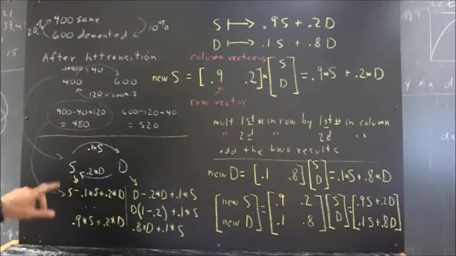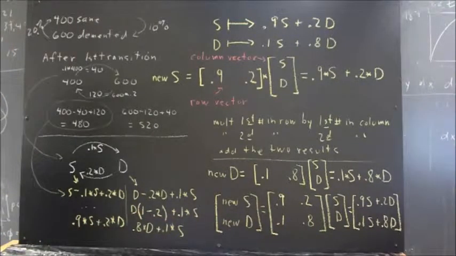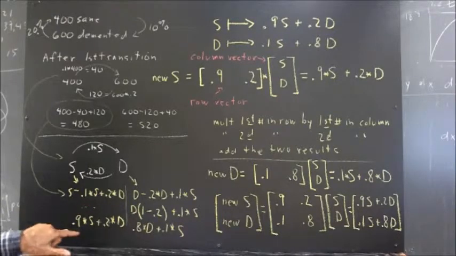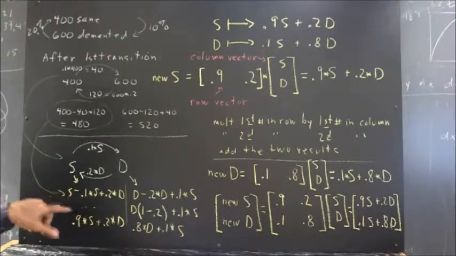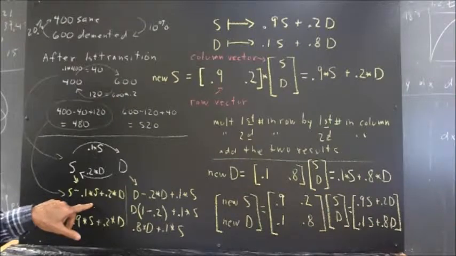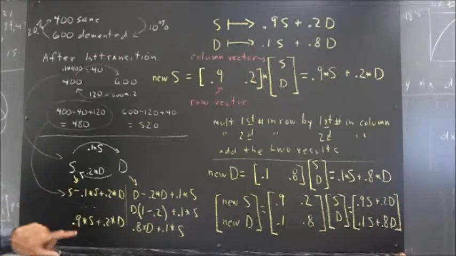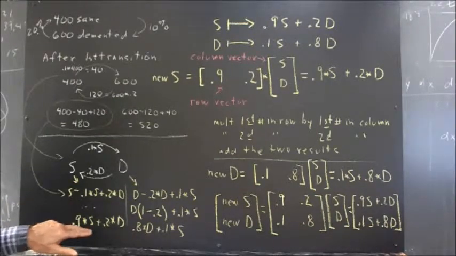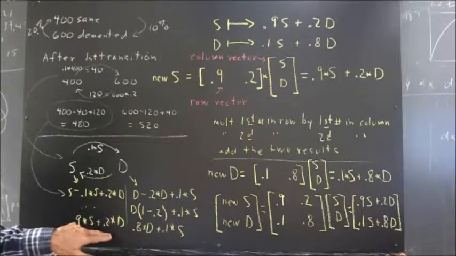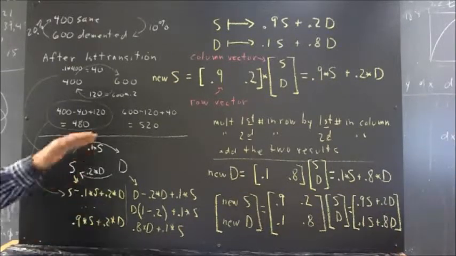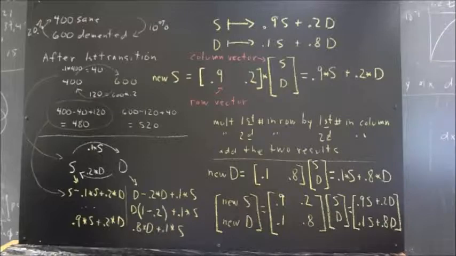And the same thing can be done over here. S minus 0.1S, we could factor the S out. We get S times 1 minus 0.1. 1 minus 0.1 is 0.9. So one way or another, we see we got 0.9S plus 0.2D. Okay, so that's how we can write in terms of symbols what happens in any transition.